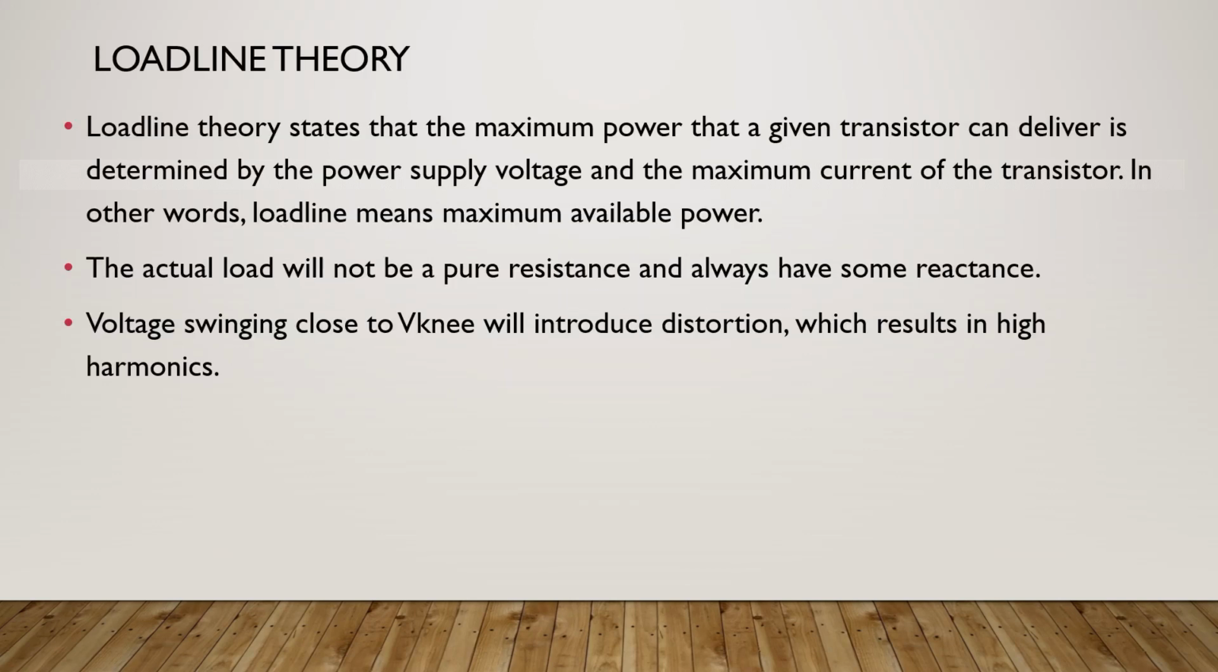Load line theory. Load line theory states that the maximum power that a given transistor can deliver is determined by the power supply voltage and maximum current of the transistor. In other words, load line means maximum available power. The actual load will not be a pure resistance and always have some reactance. Voltage swing close to knee voltage will introduce distortion, which results in high harmonics.